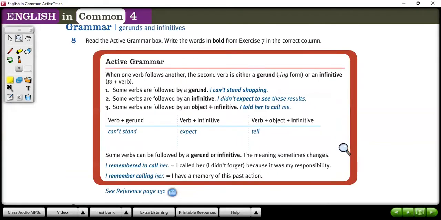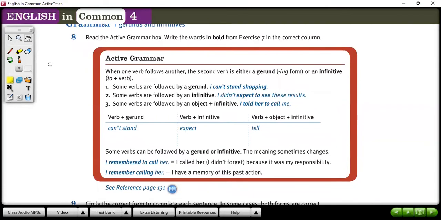In this grammar box, we have here some examples of the verb patterns that we have in English, okay? So as I was saying, when one verb follows another verb, it is either a gerund or an ing form or an infinitive form with the preposition to. So for example, we have three possibilities. Verbs that will only take a gerund after them. So these verbs we have to memorize, okay?